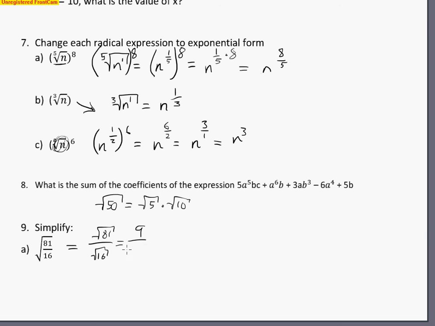And those are pretty easy. Square root of 81 is 9. Square root of 16 is 4. You can't reduce that anymore, so we are done. All right, not too bad.